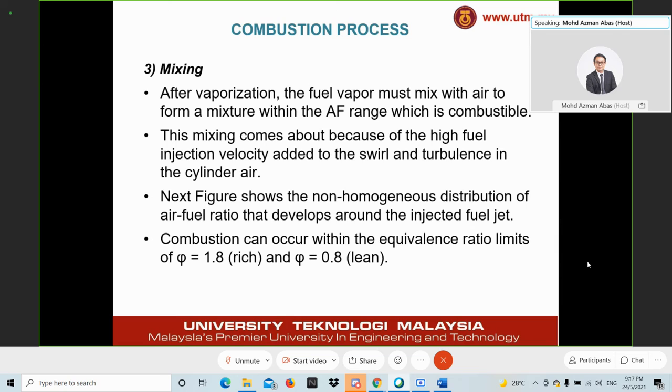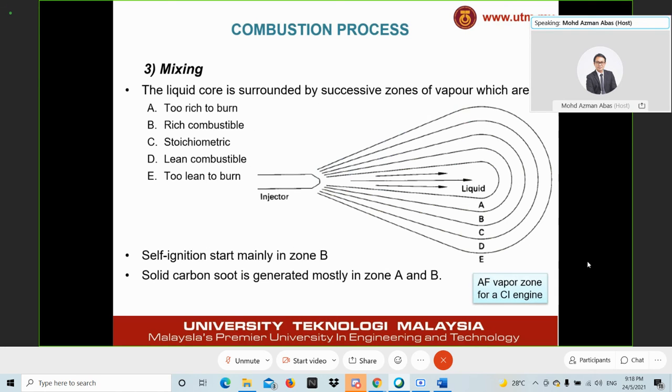Then comes the mixing. After vaporization, the fuel vapor must mix with the air to form a mixture. This mixing comes about because of the high fuel injection velocity added to the swirl and turbulence in the cylinder air. The next figure shows the non-homogeneous distribution of air-fuel ratio that develops around the injector fuel jet. Combustion can occur within the equivalence ratio limits of 1.8 and 0.8, lean and so forth. So that basically shows the mixing and vaporization of the fuel droplets.